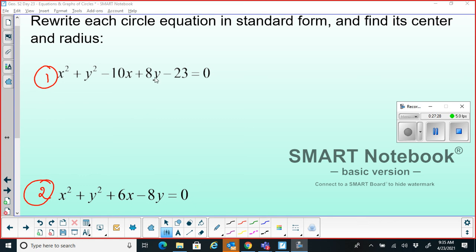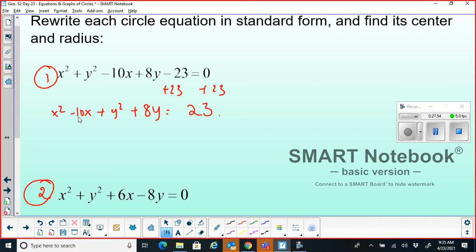So once again, just observe here. I'll try to get all the x terms and y terms on the left side together and then put the constant on the right hand side. So let me add 23. So I'll have here x square minus 10x plus y square plus 8y equals 23.